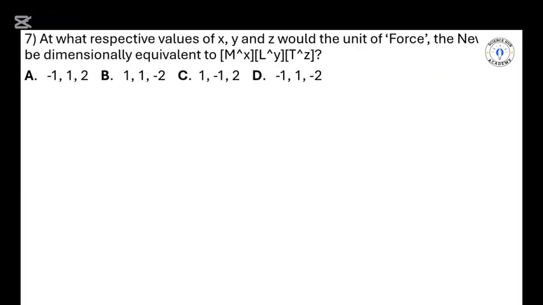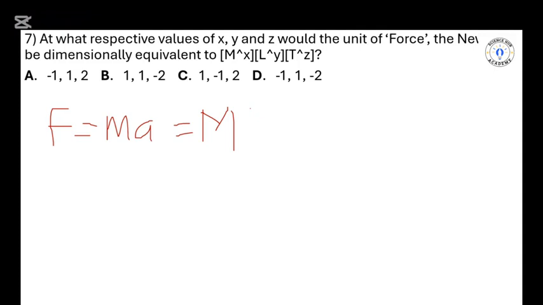Okay, let's go for question 7. At what respective values of x, y, and z would the unit of force, which is the Newton, be dimensionally equivalent to M to the power x, L to the power y, T to the power z? Let's work this dimension out as well. What is force? We saw the other time that this is ma. So this is M, that is the dimension for acceleration. I'm going to put x there. That is M to the power 1. Let me erase this, I do not need the x anymore.